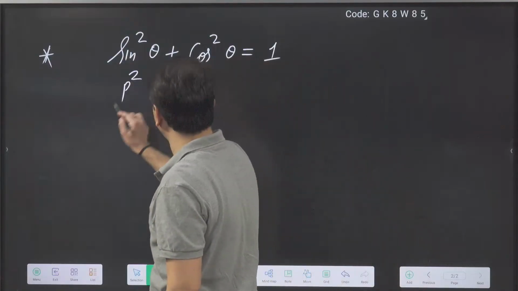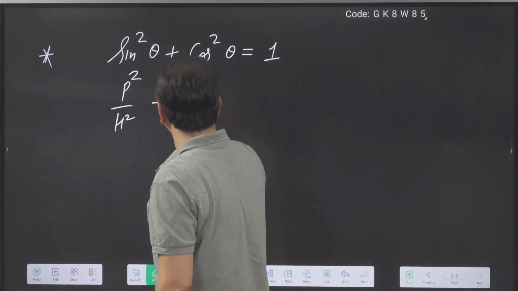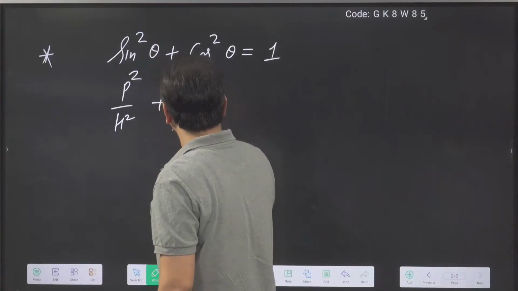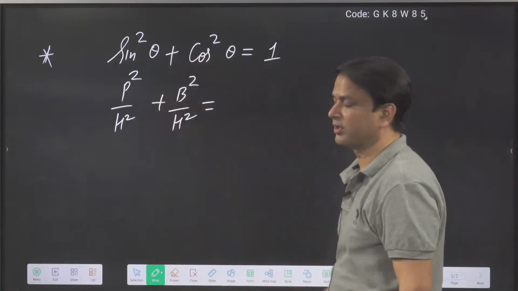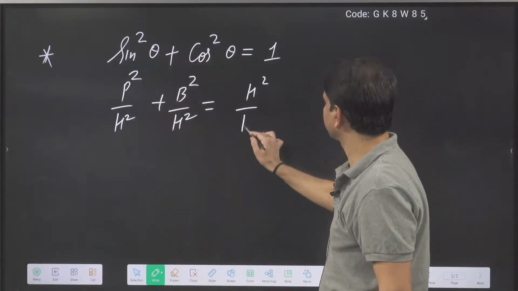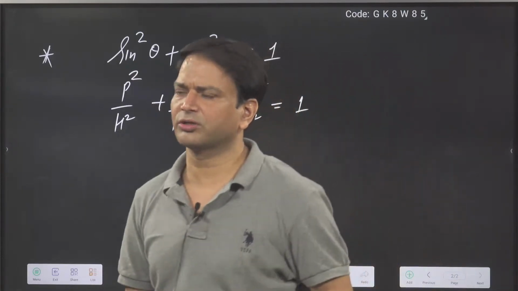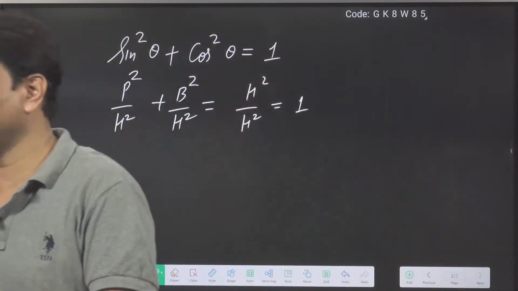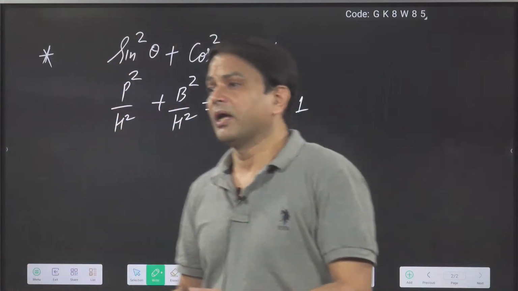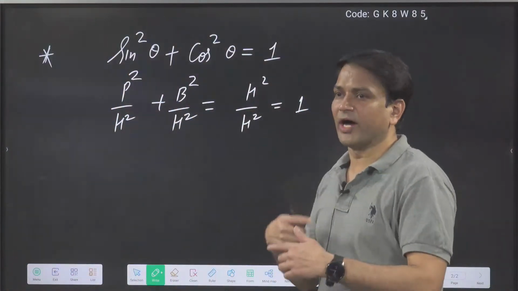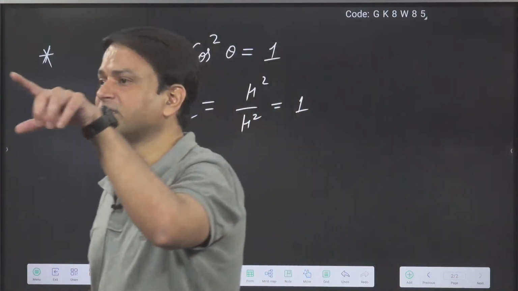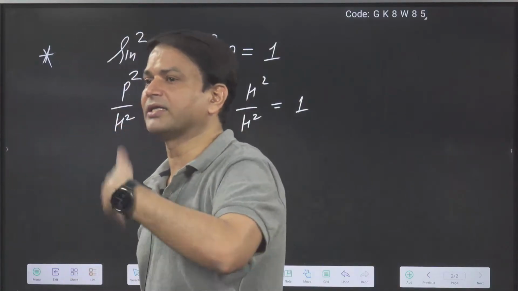So p square by h square plus b square by h square. Now p square plus b square is equal to what? h square. So h square upon h square, what do we get? 1. So this formula we learned, and everybody knows it: sin square theta plus cos square theta is equal to 1. But it is more useful to find the value of sin theta or cos theta by using this formula. Like one we know, the other we have to find.